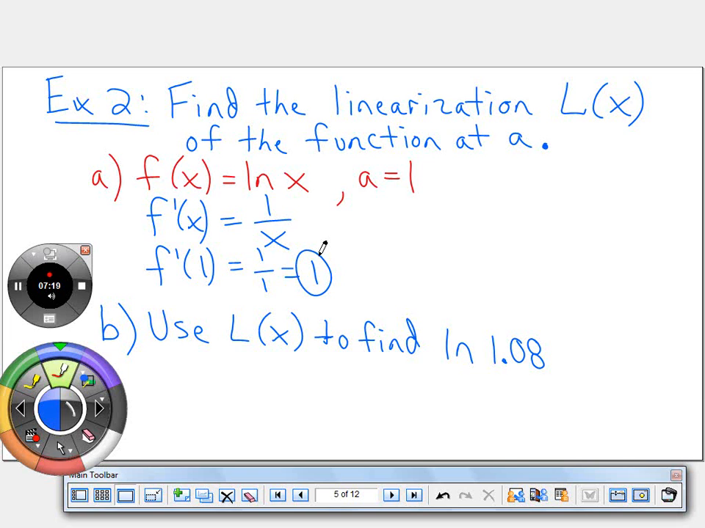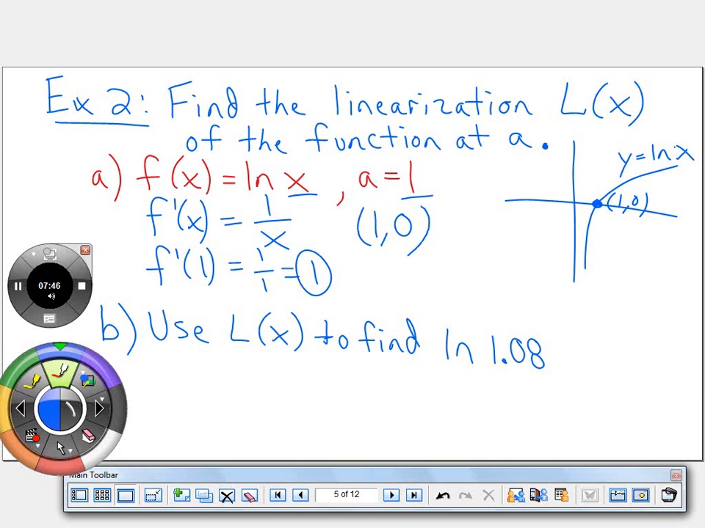And we're going to need a point as well. You guys probably know if we were to plug a 1 into this function, this is the natural log. So write it here, y equals natural log of x. If you were to plug in a 1, you would get a 0. So the point that we're looking at is (1, 0).